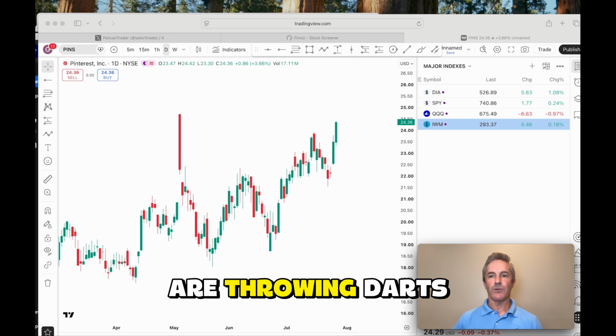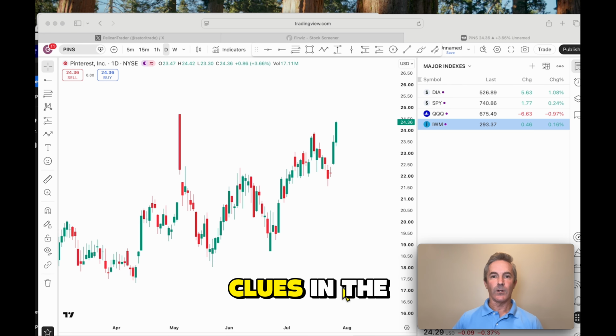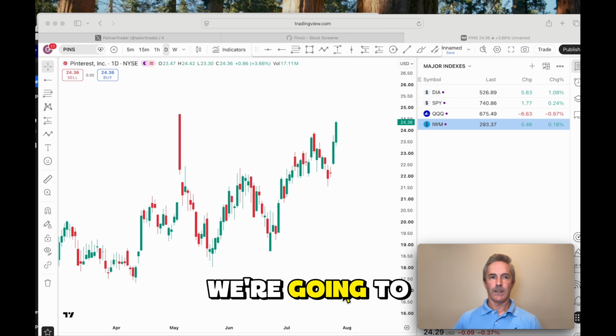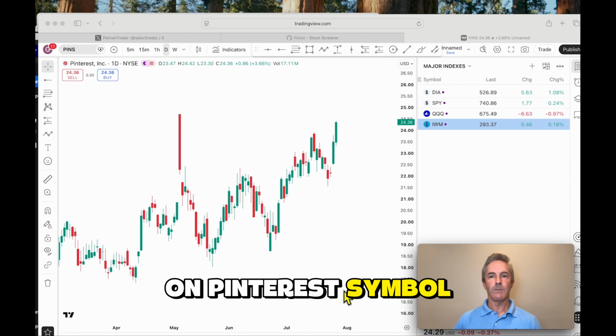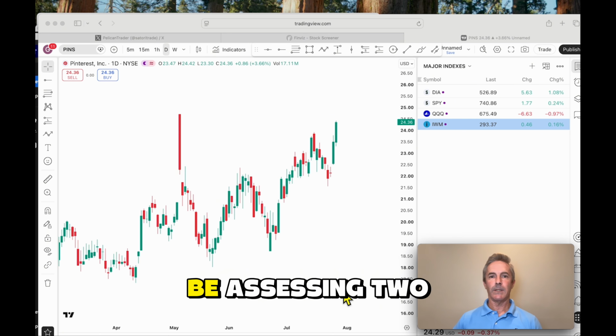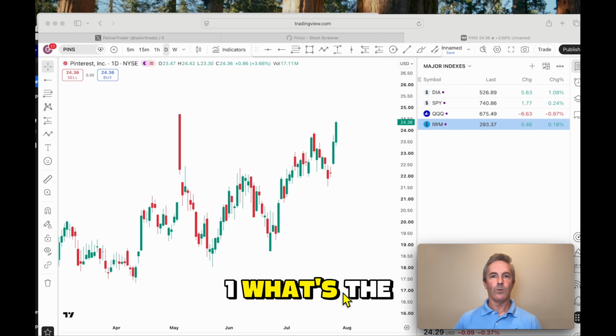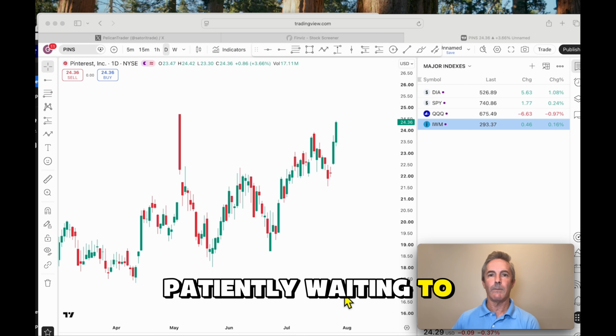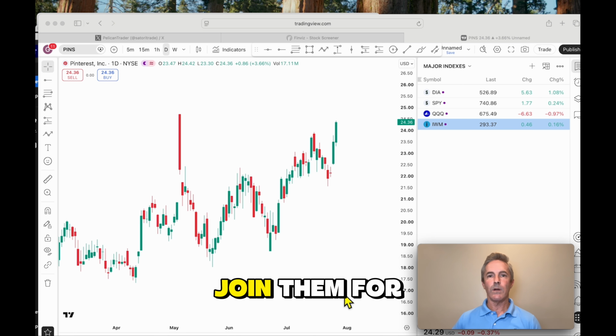When most investors are throwing darts, we're looking for clues in the charts. Today, we're going to take a look at the chart on Pinterest, symbol PINS. And when we take a look at the chart, we're simply going to be assessing two things. One, what's the direction of the trend? And two, are there key support levels where the big funds might be patiently waiting to buy at lower prices, where we could join them for either a quick bounce trade or for a lower entry price if we're looking for a longer term position. Let's get right into the action.